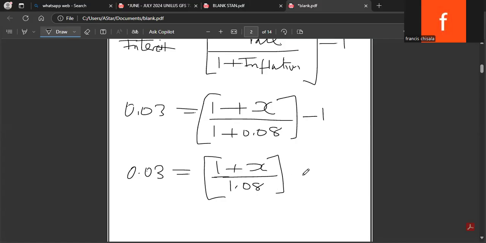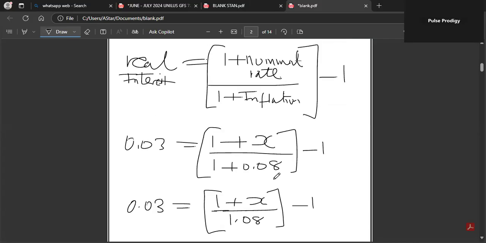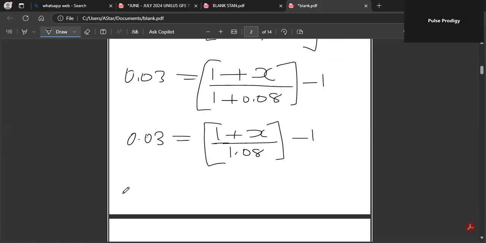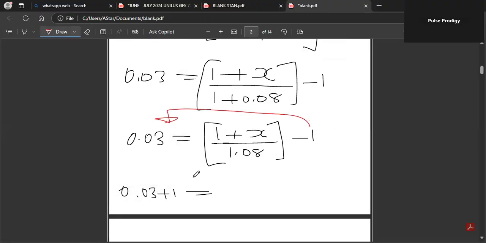Then minus 1. So x is the nominal rate of interest we're looking for. So take this on the other side. So it'll be 0.03 plus 1, when this one crosses the equal sign. So when this one goes the other side, what will remain here will be 1 plus x over 1.08.